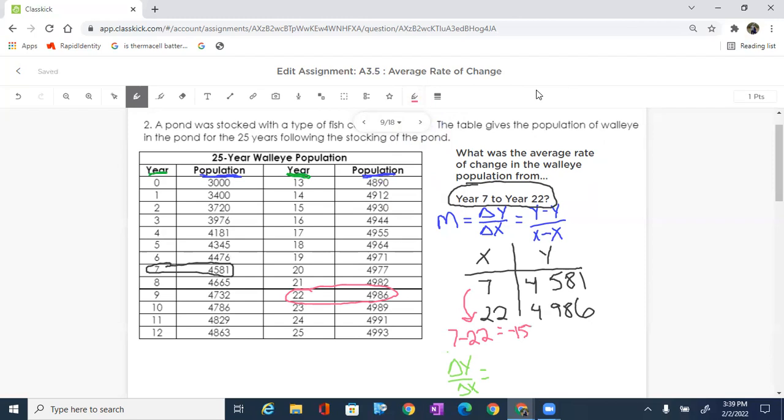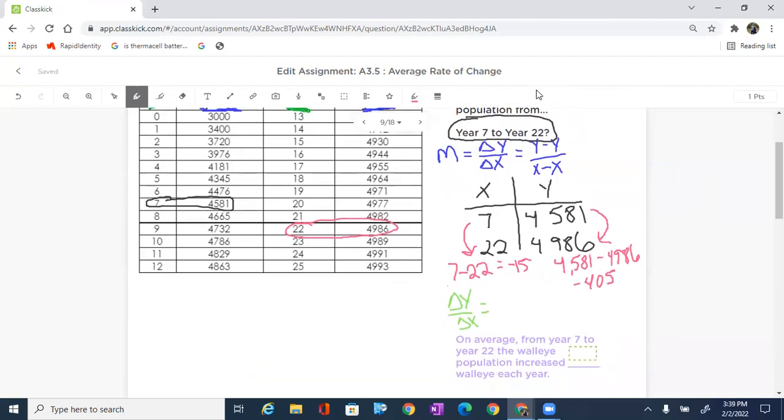Okay. And then we're going to do the same thing over here with the y's. We're going to do 4,581 minus 4,986. Now you can do that subtraction. You can use a calculator, whatever you need to do. This is negative 405. You can go to Desmos and type it in. Okay. Now, once you've got that, all we're going to do is we have our change in y here. We have our change in x over here. We're just going to plug them into our slope formula.